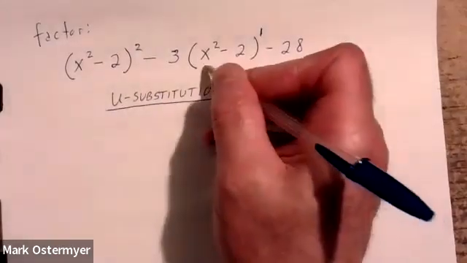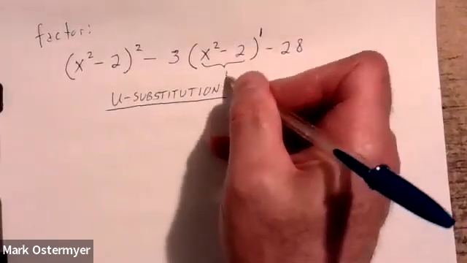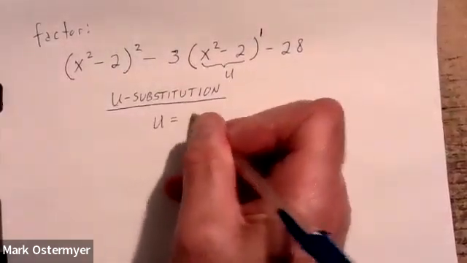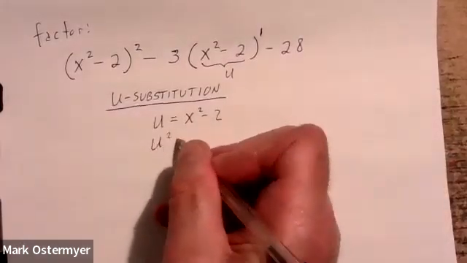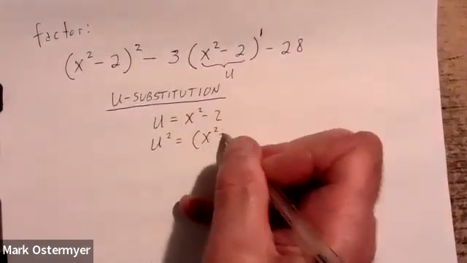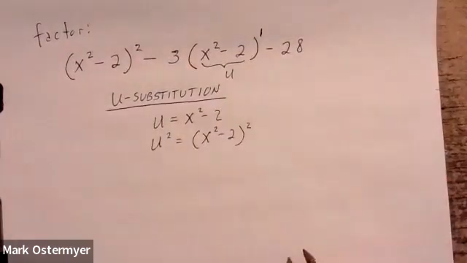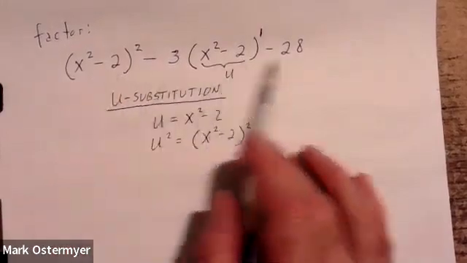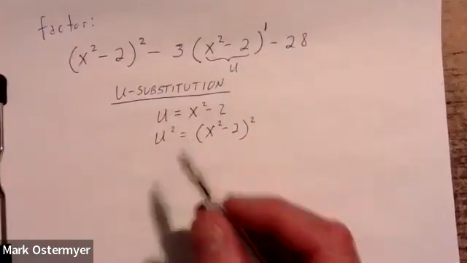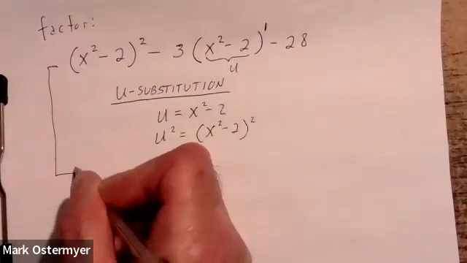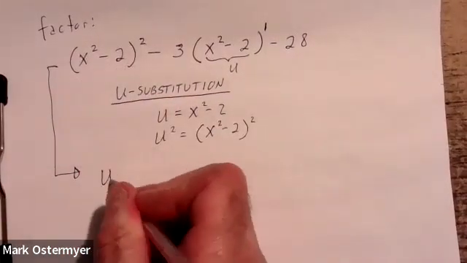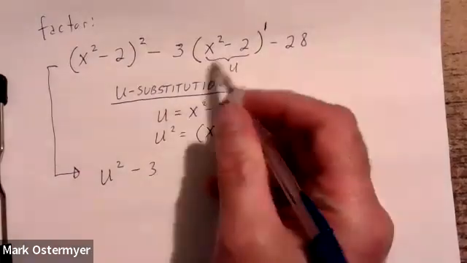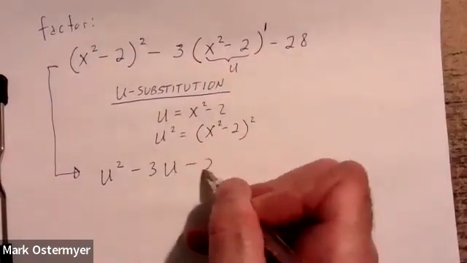I would want to let U be equal to x squared minus 2. So I would let U be equal to x squared minus 2, in which case U squared then would have to be x squared minus 2 squared. Isn't that true? Being the case, I can basically transform this polynomial into the variable U. I can rewrite my trinomial now as U squared minus 3 times U minus 28.